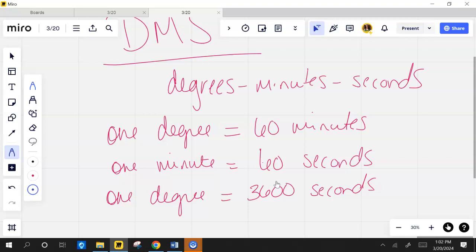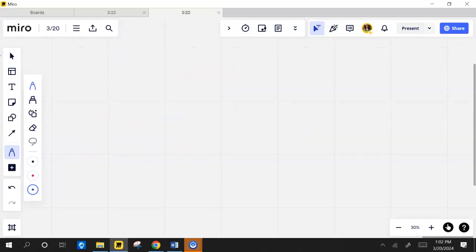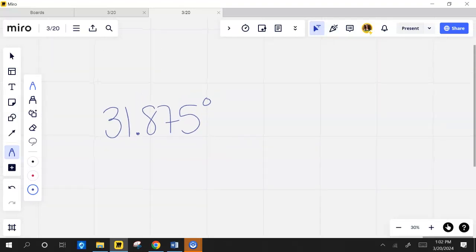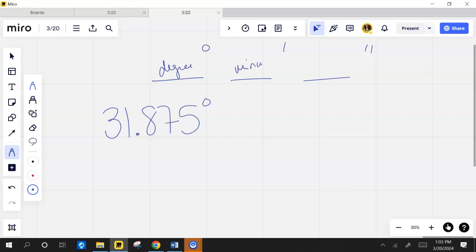All right, let's do some conversion. Let me start in degrees and then I'll go to DMS. DMS gives me so many degrees, so many minutes, and so many seconds. This is the degree portion. This is the minute portion. This is the second portion. And this is what your latitude and longitude looks like whenever you read it. And this is where it's coming from.